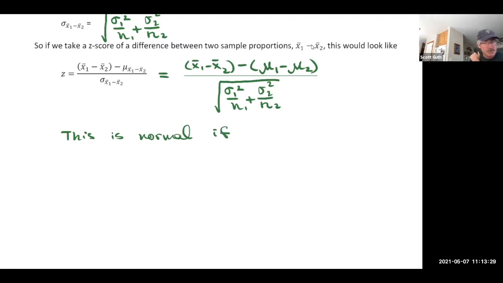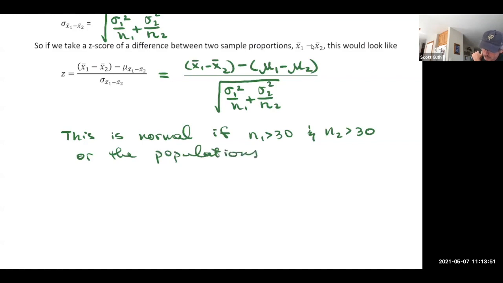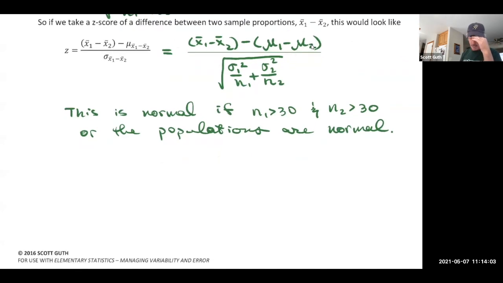If both the sample sizes are bigger than 30 or the populations are normal. So N1 should be bigger than 30, and N2 should be bigger than 30. If either one of those doesn't work, then the respective population should be normal. I'll just say, or the populations are normal. Okay, any questions there?